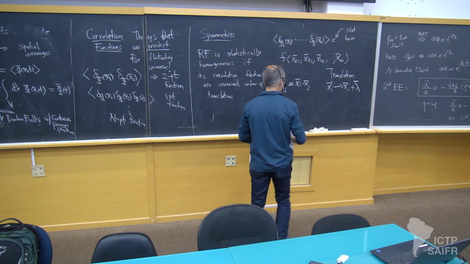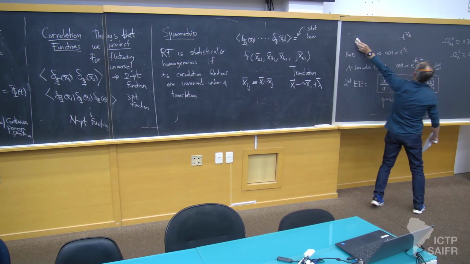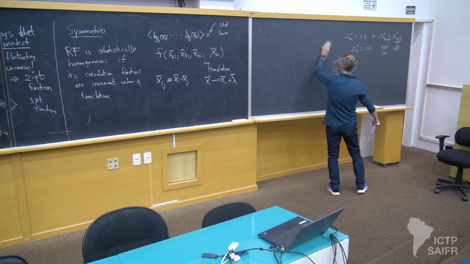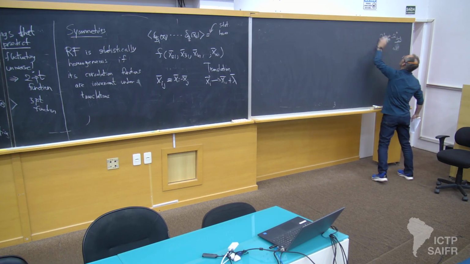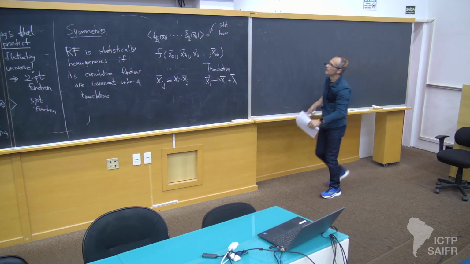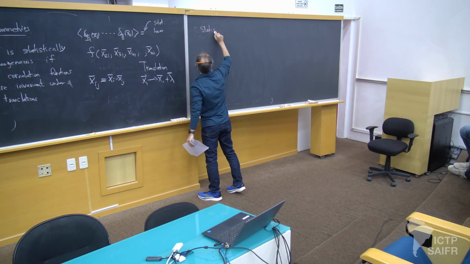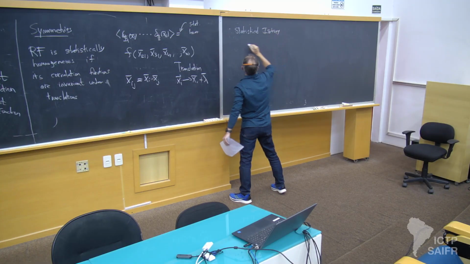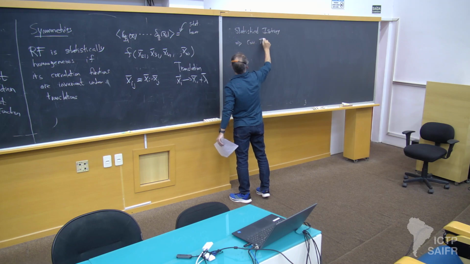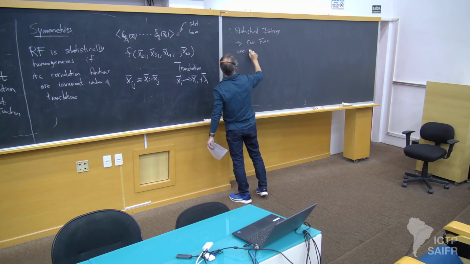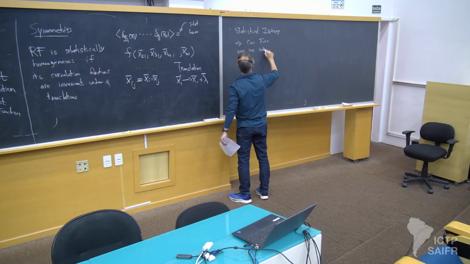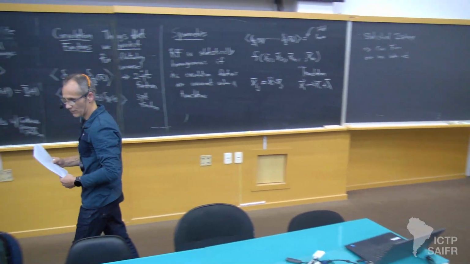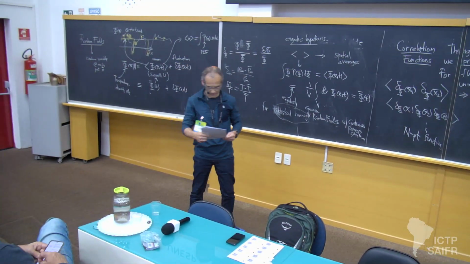Next thing, we do the same with homogeneity. Now we say whether the field is statistically isotropic. Same thing means that correlation functions are invariant under rotations. Okay? So that's what we mean by statistical isotropy.